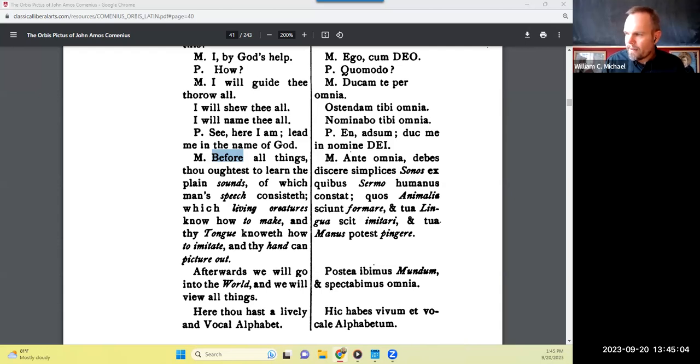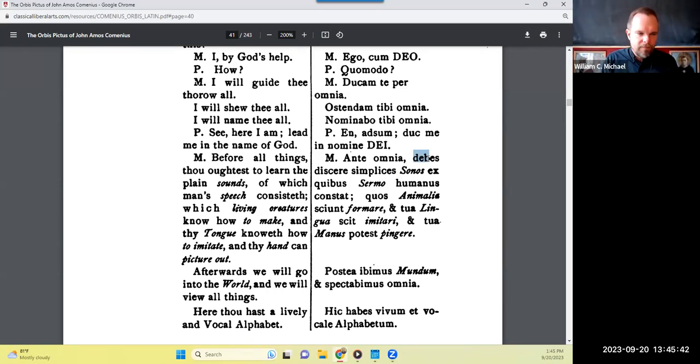Before all things, debes dicere simplices sonos. Debes means you ought. It's translated with Old English here, thou oughtest. Debes, you ought. So this stem deb, D-E-B, means to owe. So who can think of an English word that comes from this Latin word debes? Debt. Good. That comes from it. It means something that's owed.